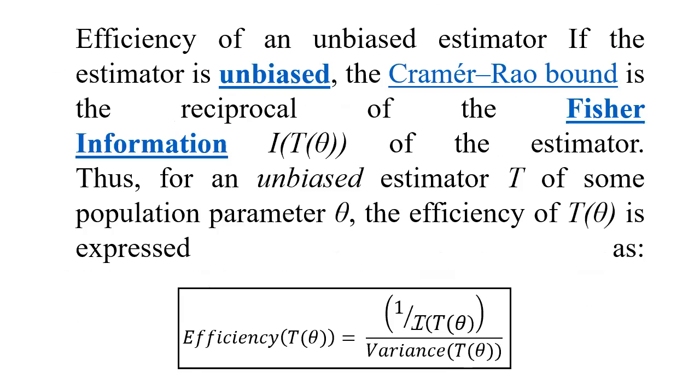Moreover, regarding the efficiency of an unbiased estimator, the Cramér-Rao bound is the reciprocal of the Fisher information. Thus for an unbiased estimator T of some population parameter theta, the efficiency of T of theta is expressed as 1 over I of theta, over the variance of T of theta.